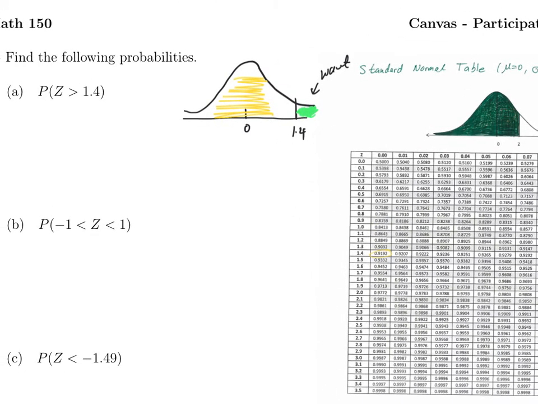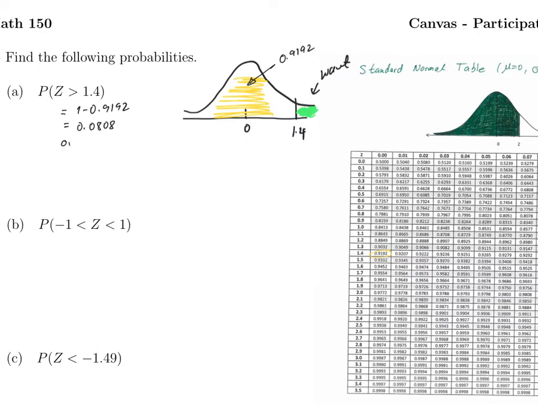So that's either that or what I call the area to the left, but I think it's easier to follow the colors. So to find this using the table, since you want the green area, remember the green area is 1 minus the yellow, or in this case it will be 1 minus 0.9192, which according to what I have here is 0.0808. Is that okay? Yeah.